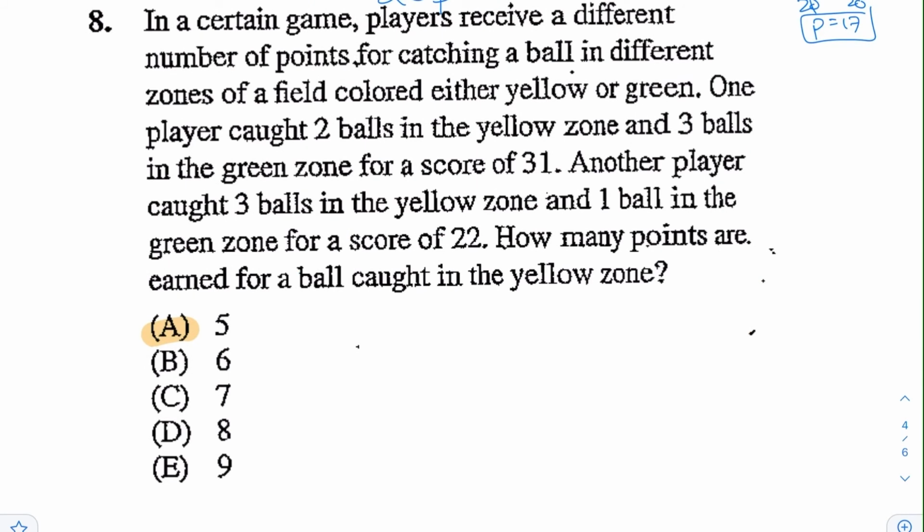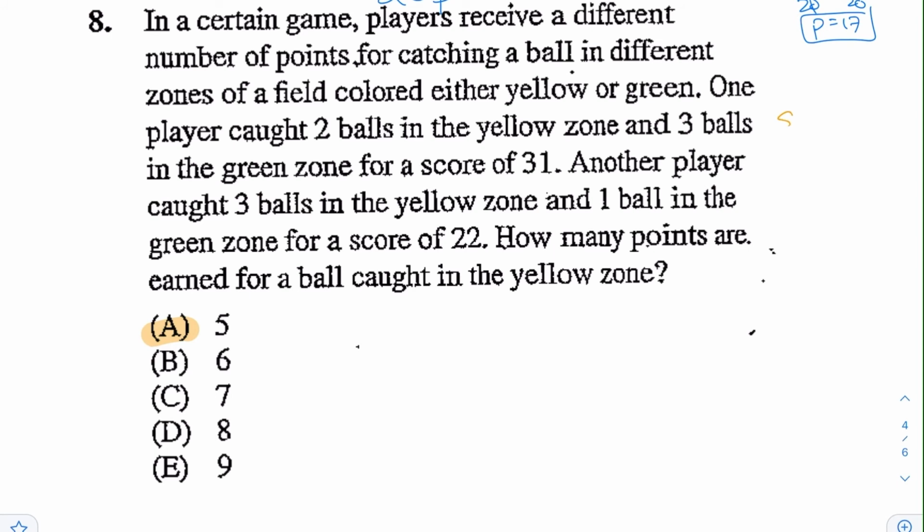All right, next for question number 8. In a certain game, players receive a different number of points for catching a ball in different zones of a field colored either yellow or green. One player caught 2 balls in the yellow zone and 3 balls in the green zone. And that was 31 points. Another player caught 3 balls in the yellow zone, 1 ball in the green zone for 22 points. How many points are earned for a ball caught in the yellow zone?